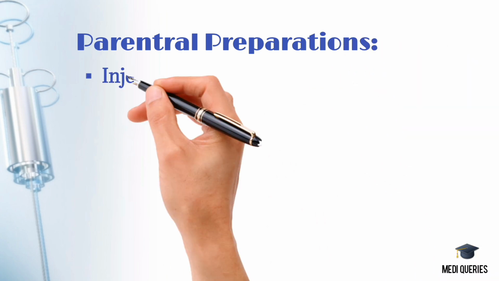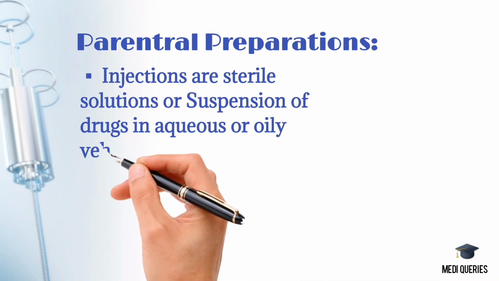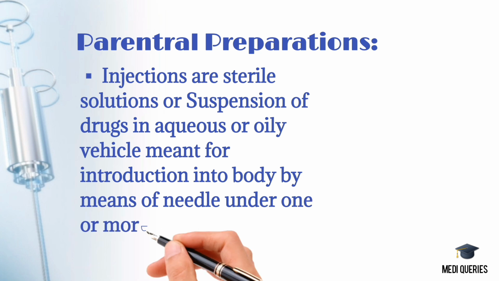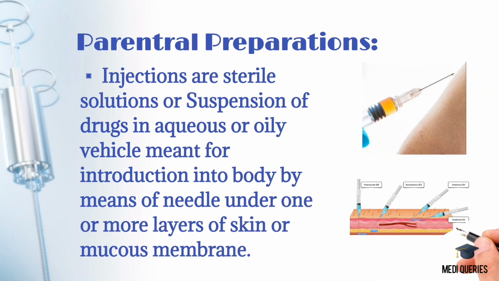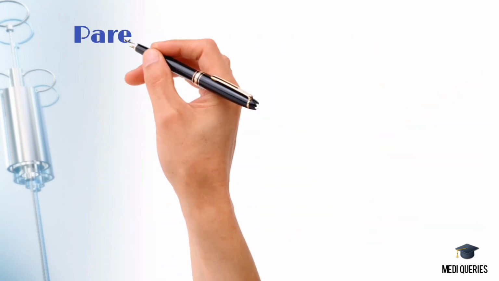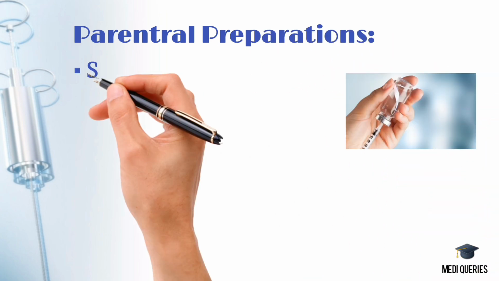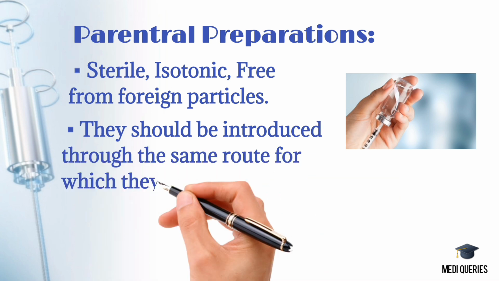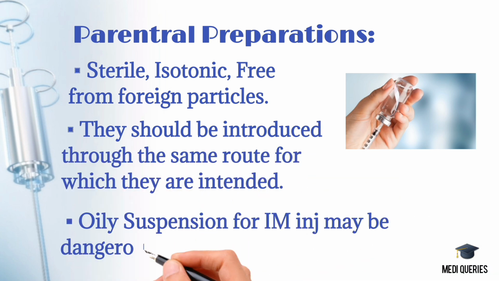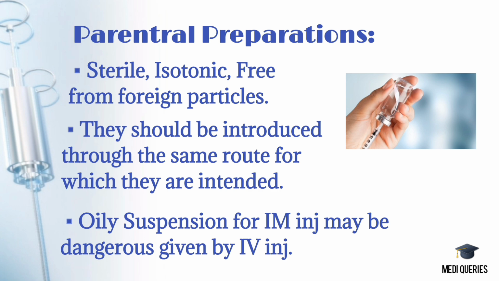Injections are the sterile solutions or suspensions of a drug in aqueous or in an oily vehicle meant for introduction into the body by using an injectable needle or through one or more layers of the skin or mucous membrane. So here injection should be sterile in nature, they should be isotonic, they should be free from foreign particles such as dust and fibers. Why this much sterility is needed for this type of preparation? As they are directly reaching the systemic circulation here. So they should be very sterile and isotonic in nature.